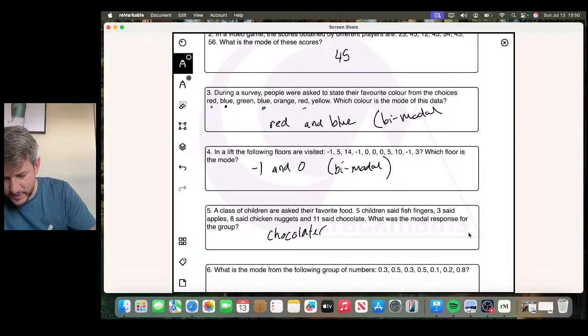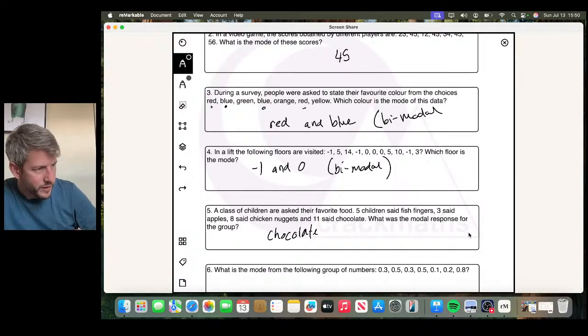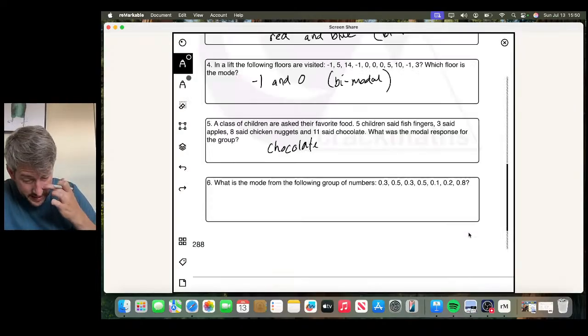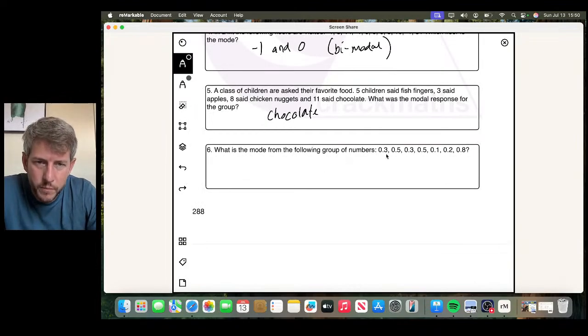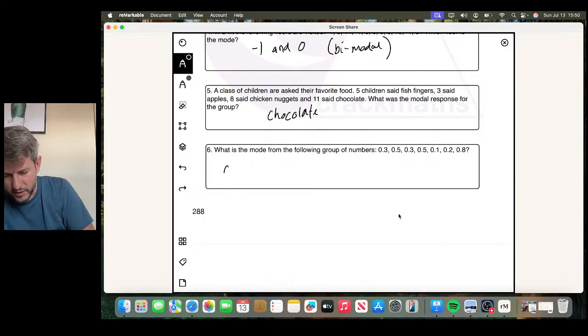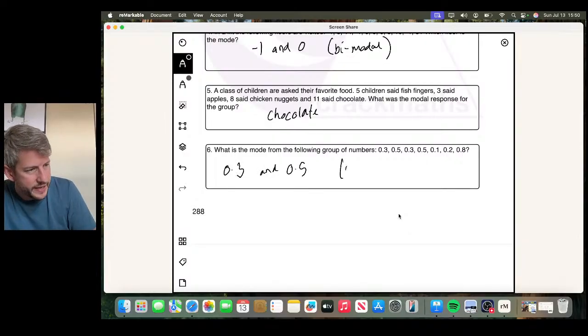Okay, right. A class of children are asked their favourite food. 5 children said fish fingers, 3 said apples, 8 said chicken nuggets, and 11 said chocolate. What was the modal response for the group? Okay, so the most people said chocolate, so chocolate will be the answer for that. Question 6, what is the mode from the following group of numbers? We've got 0.3, 0.5, 0.3, 0.5, 0.1, 0.2, 0.8. So I can see that there's two 0.3s and two 0.5s. So the answer is 0.3 and 0.5. And again, it's bimodal.